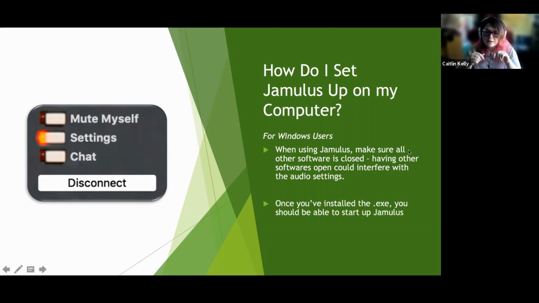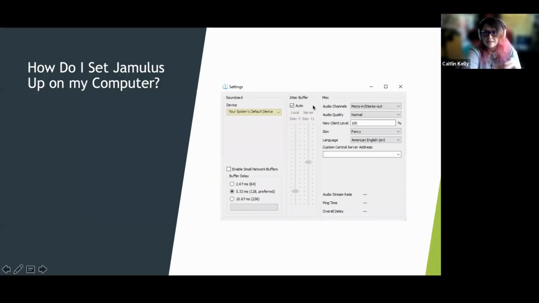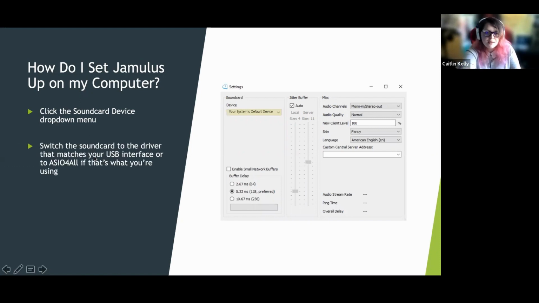Once you've installed the exe, you should be able to start up Jamulus and click the button that says Settings, and it'll bring up, just like on the Mac, this window. It's pretty much the same, but pointier at the edges. Again, you want to click the sound card device drop-down menu. Now this is a bit different to the Mac, because you can only click the one option. You can't modify it to your own tastes, unfortunately.